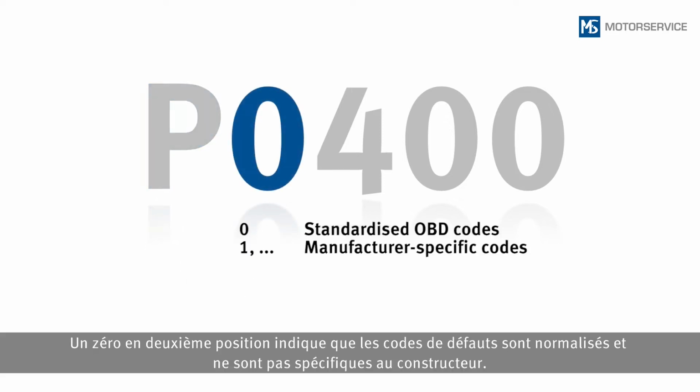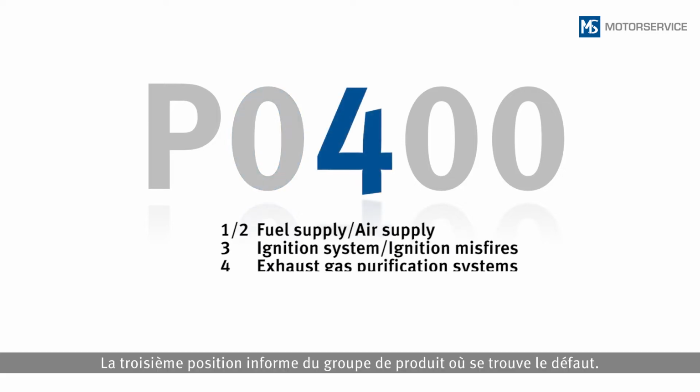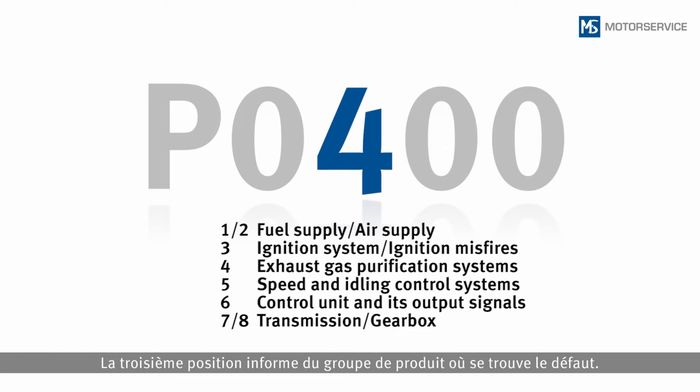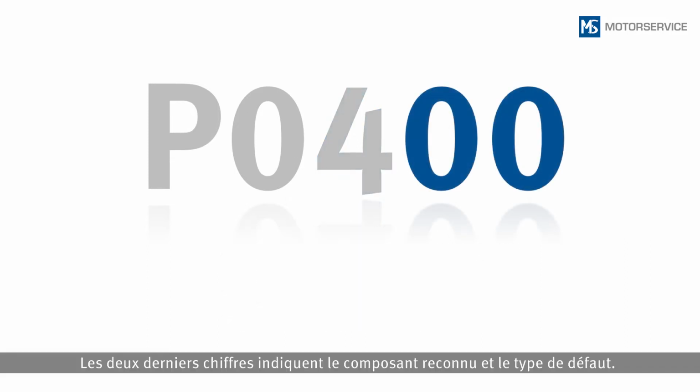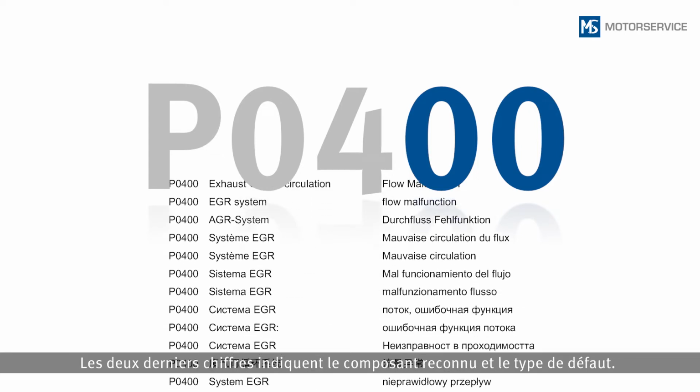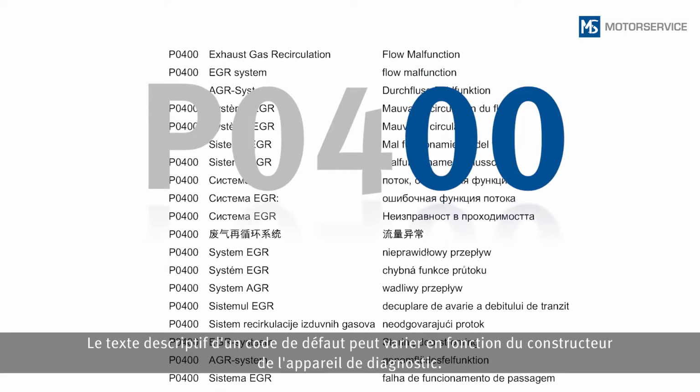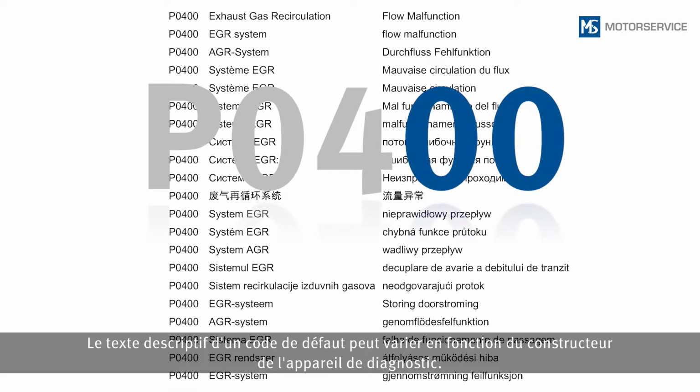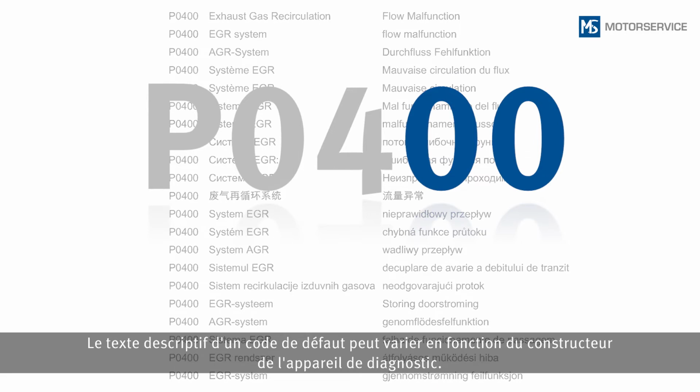A 0 in the second position indicates the standardized DTCs independent of the manufacturers. The third position indicates the assembly group of the error. The last 2 digits stand for the detected component and the type of error. The wording of the text used for a DTC may vary depending on the scan tool manufacturer.